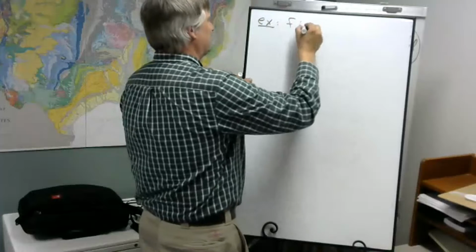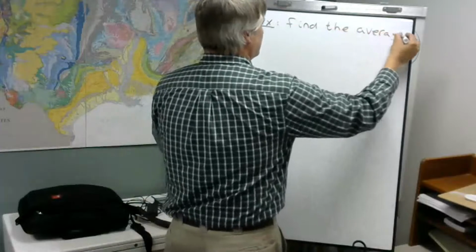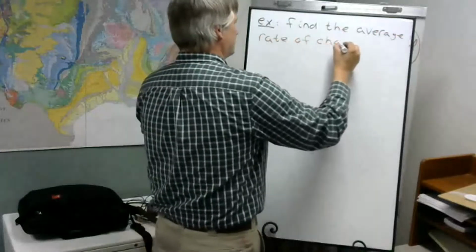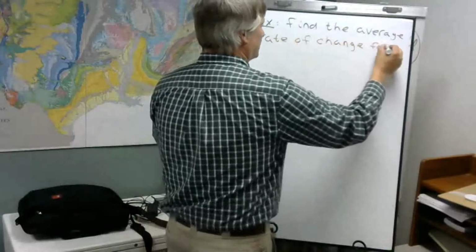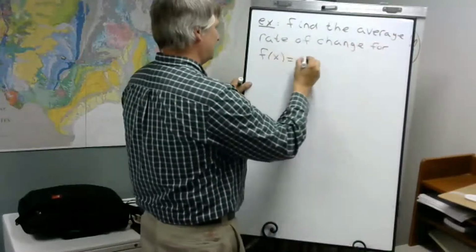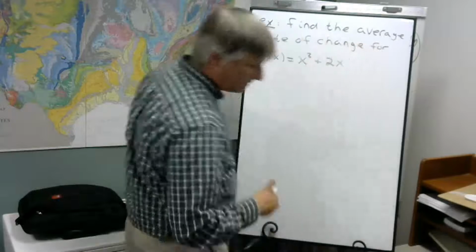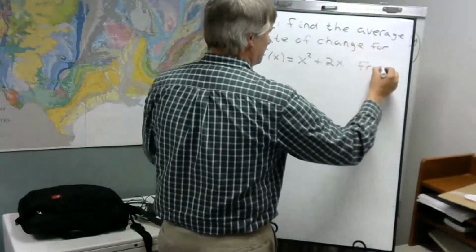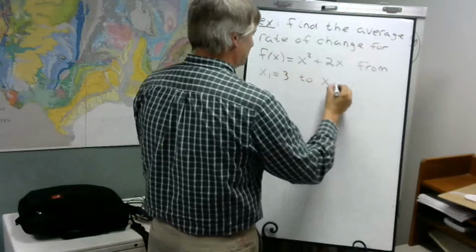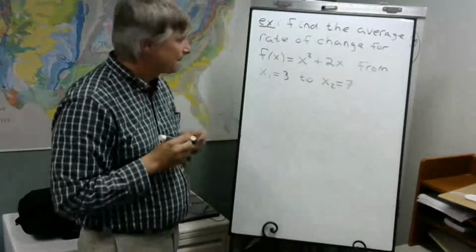Find the average rate of change for, well, let's say, f of x equals x squared plus 2x from x1 equals 3 to x2 equals 7. Let's say we're going to do that.